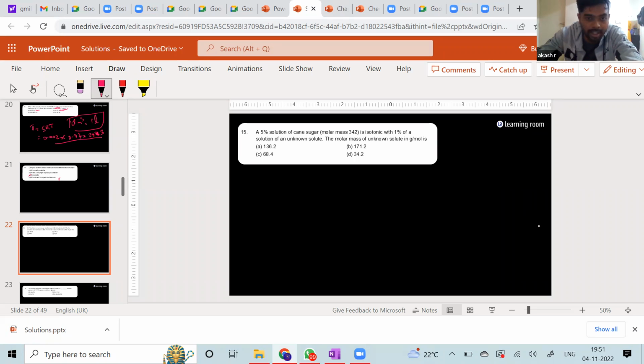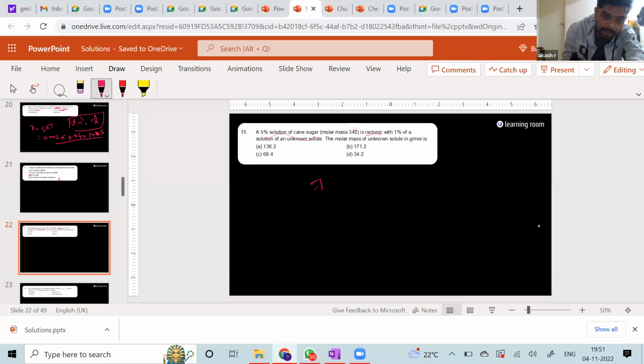Anyways, fine. Next question. A 5% solution of cane sugar. What is cane sugar? Sucrose. Okay. Cane sugar is sucrose. Fine. They are going to use the molar mass also. Calculate 342. Remember that. Okay. So a 5% solution of cane sugar is isotonic with 1% solution of an unknown solute. What is the molar mass of the unknown solute?